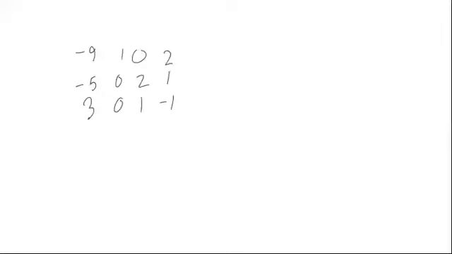Let's take a look at solving another system of equations where these are the coefficients and this is what's on the other side of the equal sign. So we could think of the first line as reading negative 9x plus 1y plus 0z is equal to 2.